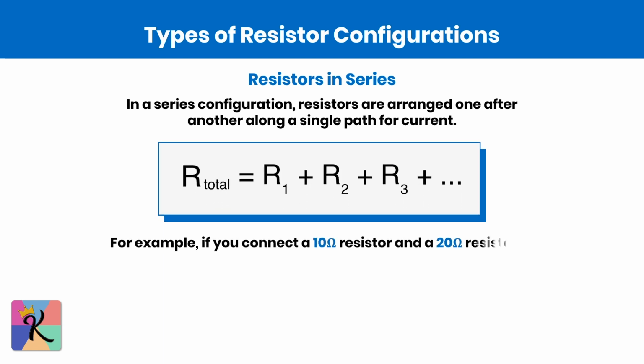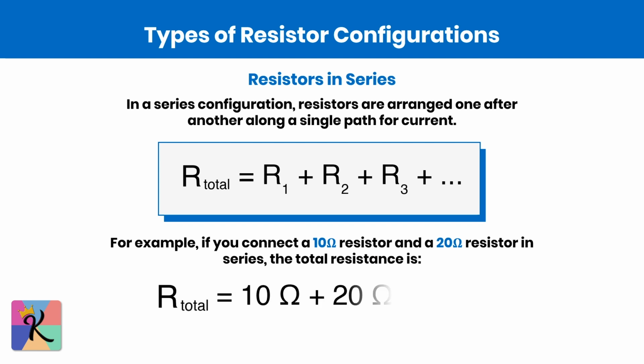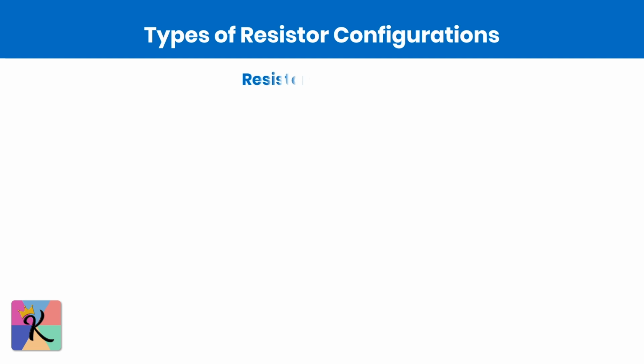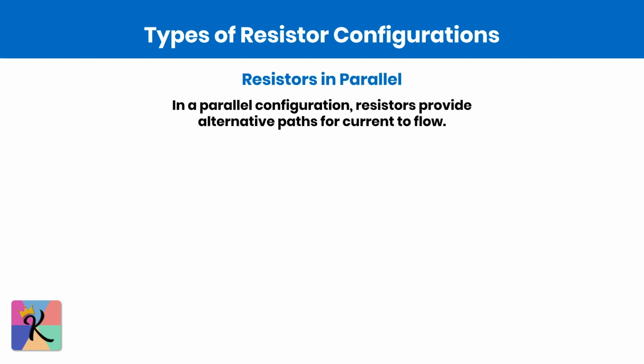For example, if you connect a 10 ohm resistor and a 20 ohm resistor in series, the total resistance is 30 ohms. In a parallel configuration, resistors provide alternative paths for current to flow.